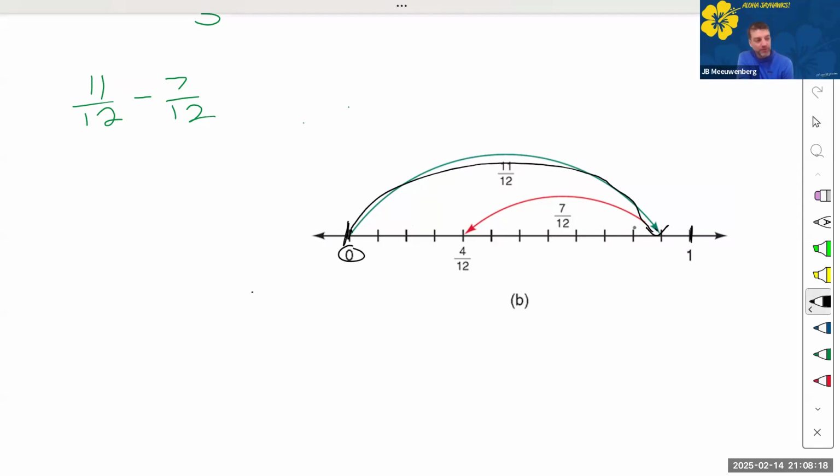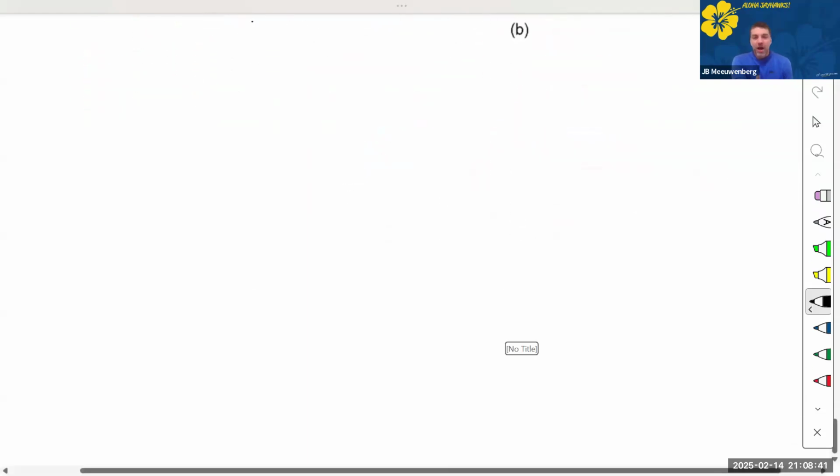So we get to 11/12, but then we back up 7/12. This is the takeaway model. We're taking away 7/12. We go back 7 and we end at 4/12. So those are a couple different models that can be used to visualize what's happening with subtraction. Of course, those were shown using common denominators. So let's view them using unlike denominators.